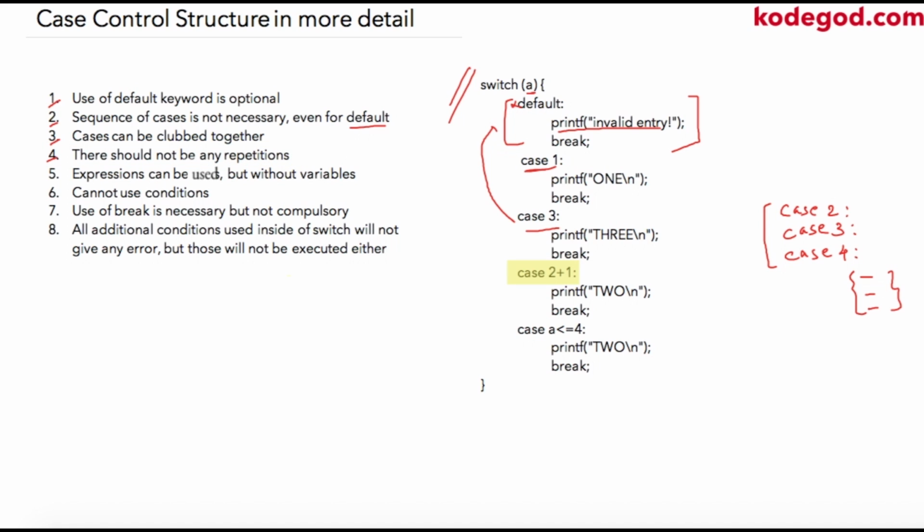You can also write mathematical equation using constants only. So case 2 plus 1 is okay, but as it is going to evaluate it to 3, which we have already written over here, compiler will give an error. Alternatively, if the statement was like 2 plus 6, which will be evaluated to case 8, that wouldn't have given us the error. So that was our 5th point, that expressions can be used but without variables. So writing something like this is invalid. Suppose a plus b, so these are variables, that is invalid.